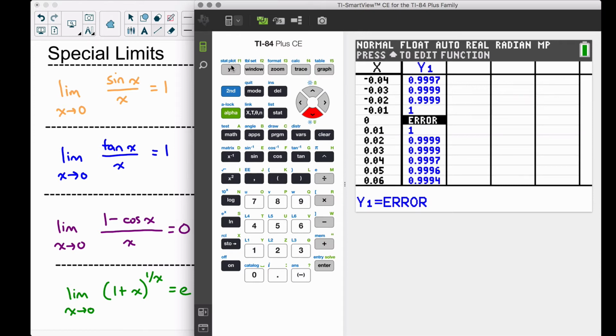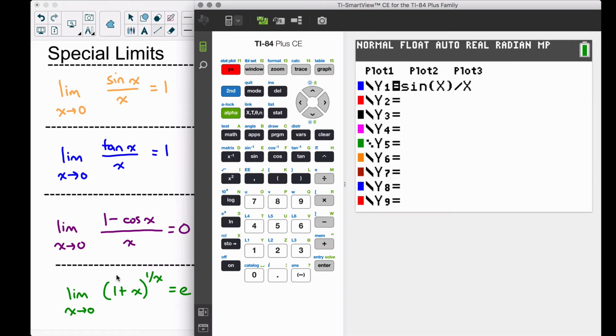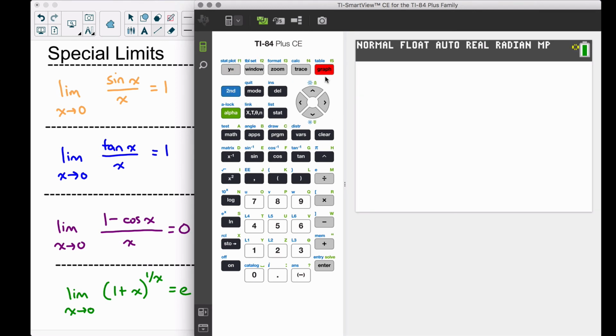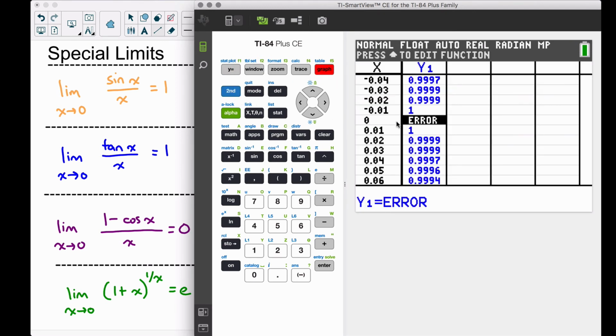Now, very similar techniques could be applied by typing in any of these functions. You could use the trace feature on the graph, or you could do the table setup where I adjusted my delta table to fine tune those x values. That way I can find a limit using a table on my calculator. And there you have it. Quite a few things covered here. 4 special limits. We looked at them on Desmos, and then we also looked at the TI-84 where we looked at the graph itself, and then we also looked at the table to determine some of these limits.